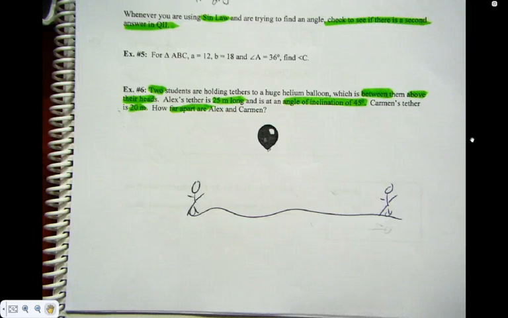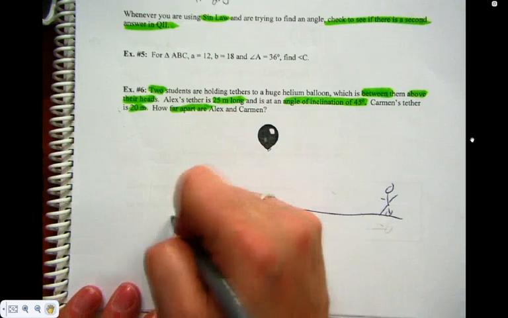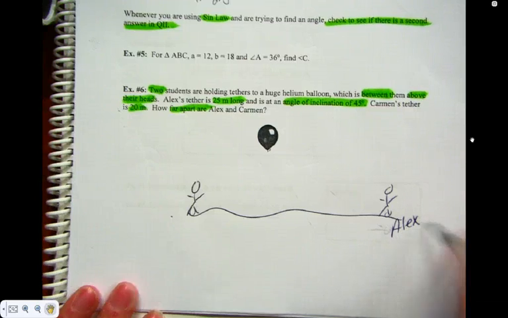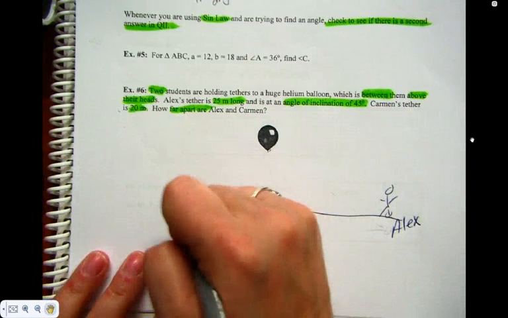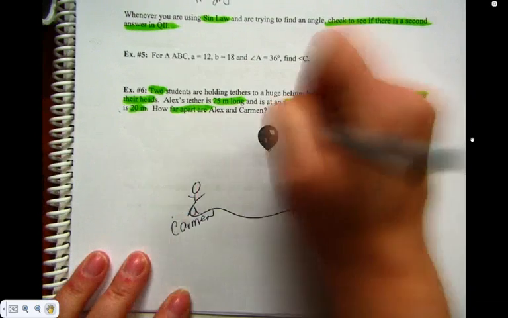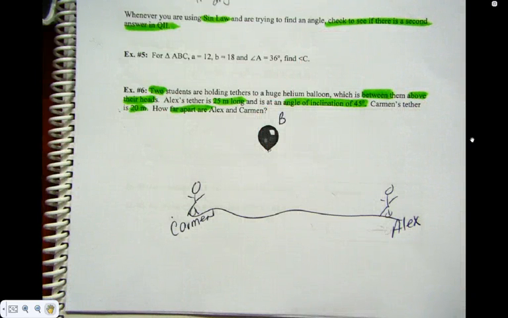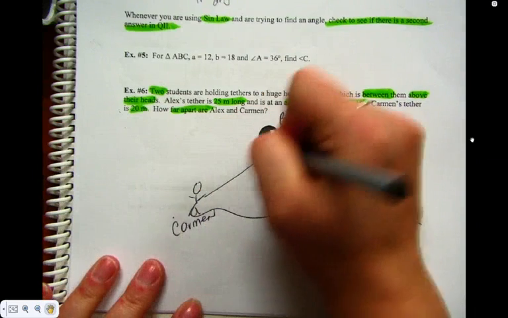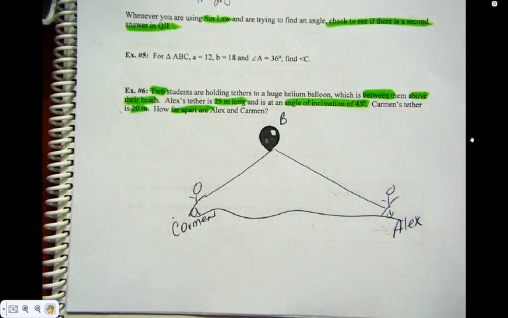Do you want Alex on the left or Alex on the right? Carmen on the left then? I know, but now the A is backwards, it's backwards from what we usually do. But it doesn't matter. She's got a string. Apparently it's attached to her leg. Meh. It's all weird now.